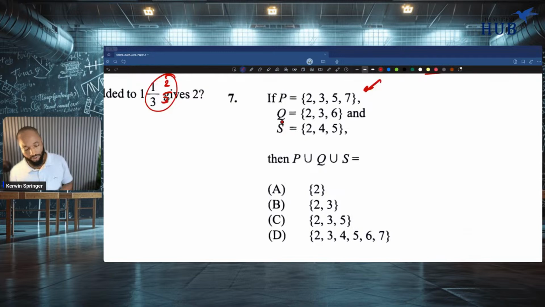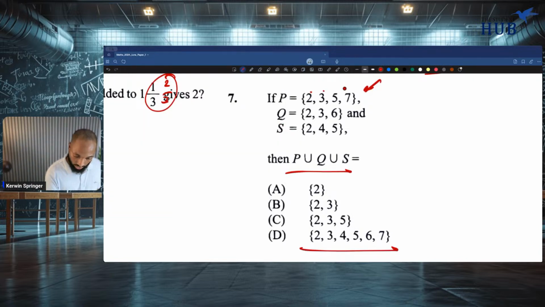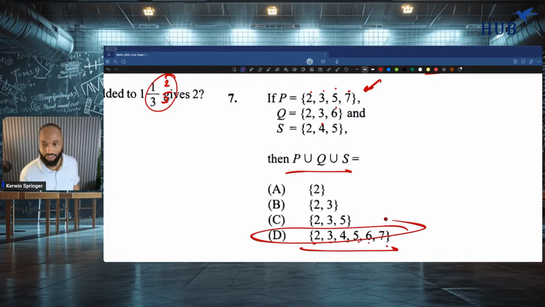All right, so if P is 2, 3, 5, 7, and Q is 2, 3, 6, and S is 2, 4, 5, the union of everything is going to be everything, but you don't need to double count. So 2, 3, 4, 5, 6, 7. So D is the answer, and we keep on going.